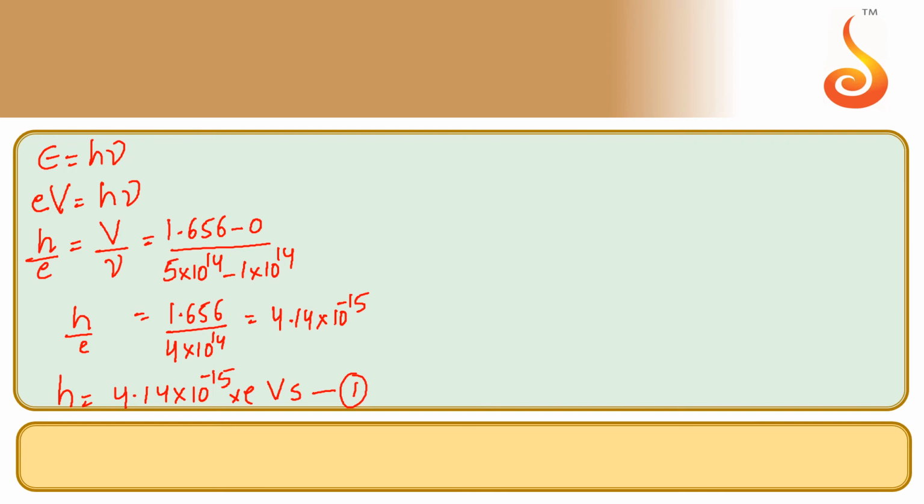So we also need to calculate the work function. The work function formula is h nu naught, where nu naught is nothing but the threshold frequency. Therefore we know the h value, which is 4.14 into 10 power minus 15 electron volt second, into nu naught value. Since we know the threshold frequency value, which is 1 into 10 power 14 Hertz.